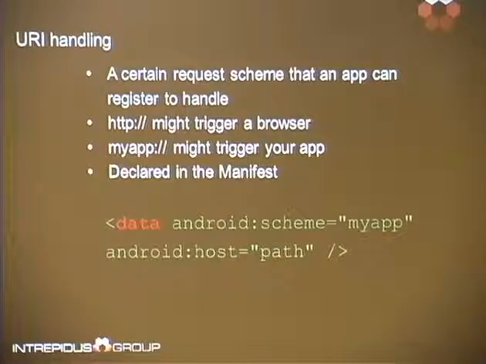All right. So URIs. A URI is effectively a scheme that lets you invoke an application to handle a certain type of resource, right? If you have an HTTP://, that's a URI scheme that may trigger a browser. If you have a my app:// blah, blah, blah, that may trigger the my app application. You would normally declare the URI scheme in the manifest under the data tag.